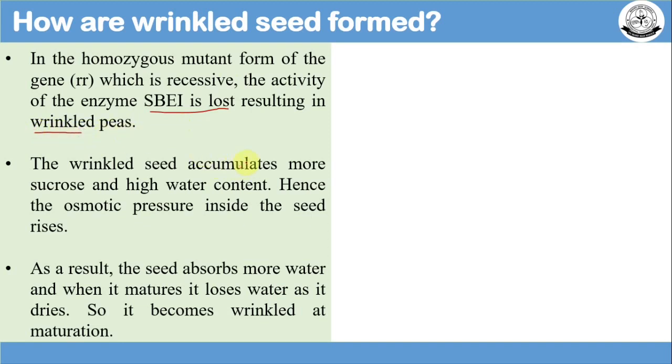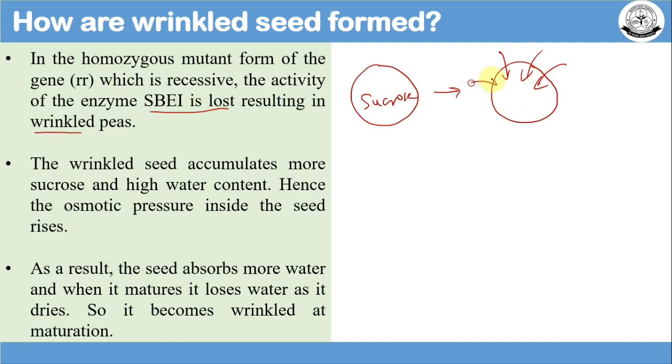So actually the story is that instead of storing branched starch, the seed stores lots of sucrose. And if sucrose is inside, if you remember the transportation topic, when you add some solute, the solute reduces the water potential. So what happens? Lots of water comes in, because of the sucrose. So the size becomes bigger.